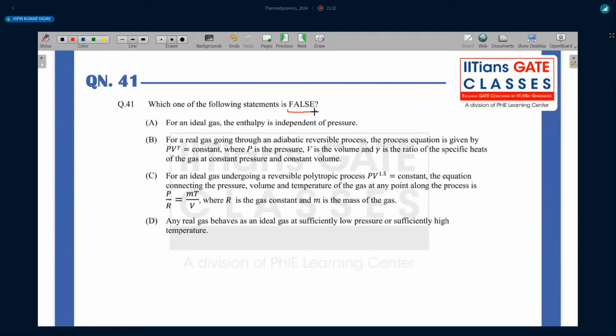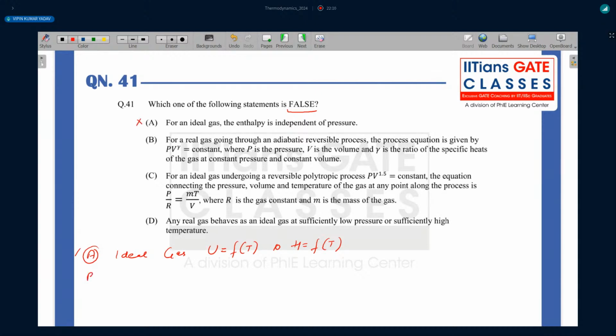Okay, let's see. For an ideal gas, the enthalpy is independent of pressure. So many times we have solved this. For an ideal gas, always ideal gas, internal energy is a function of temperature only, and enthalpy is a function of temperature only. That means option A is correct. We are not finding the correct option. In fact, A is true. We are finding false. Okay, so this is true. So this is not the answer.